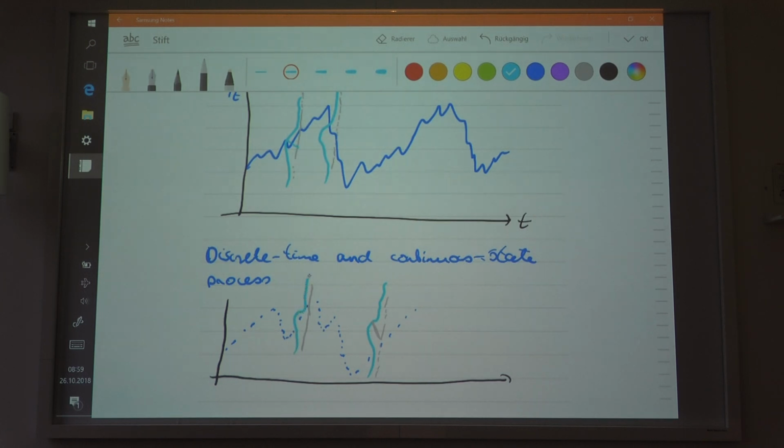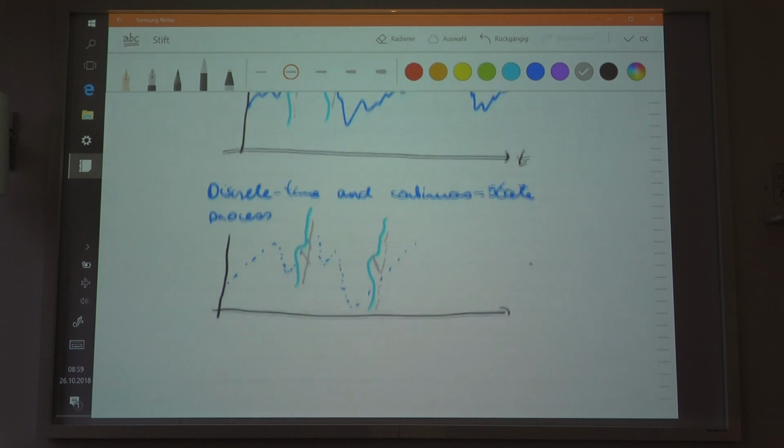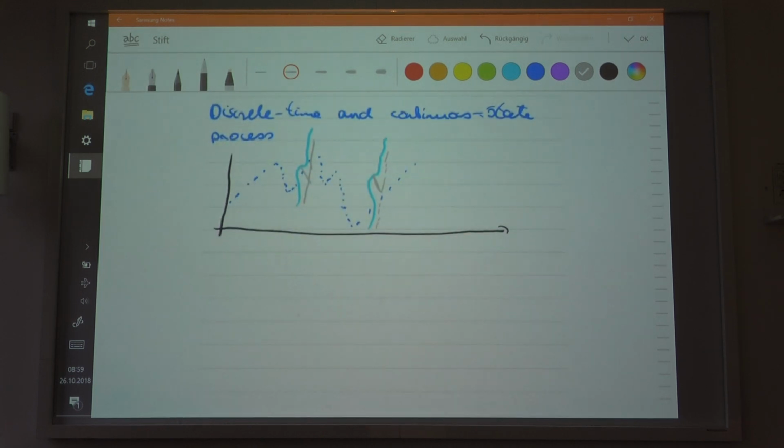Here you have the normal densities representing the possible outcomes of a certain element. So here I have a discrete time and continuous state process. And now we're going to look at the continuous time and discrete state process.